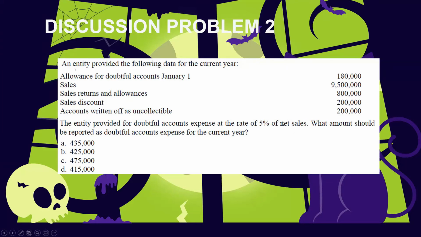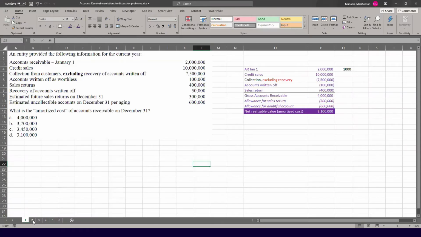Okay, so the entity provided the following data for the current year. Allowance for doubtful accounts, January 1 of 180,000. We have sales of 9.5 million. Sales returns and allowances of 800,000, sales discount of 200,000, and accounts written off as uncollectible of 200,000. So let's have problem number 2.